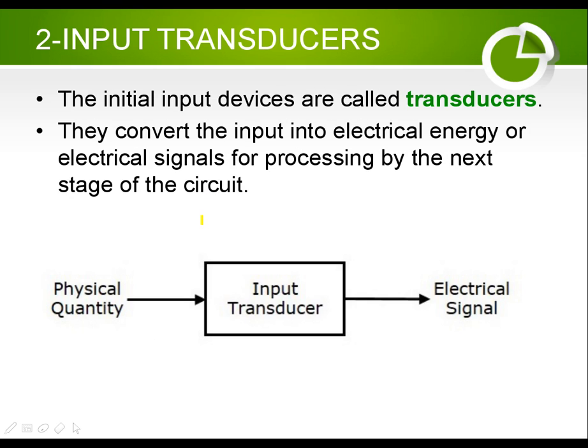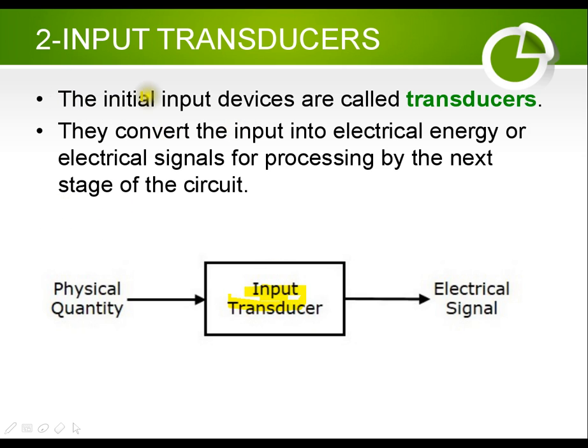But there are different types of transducers. You can see here the physical quantity, an input transducer, and the electrical signal. So this may be different each time, depending upon the physical quantity. For example, in my case it's a microphone, and in the heat case it may be a sensor called a thermistor, or any other. It may be the same or different. It depends upon the scenario.